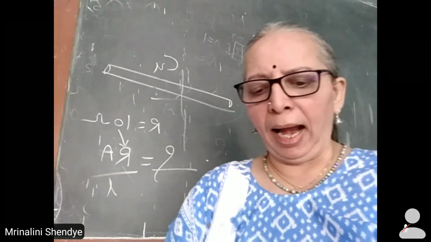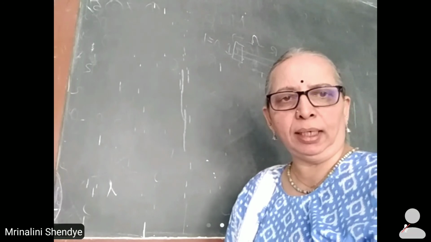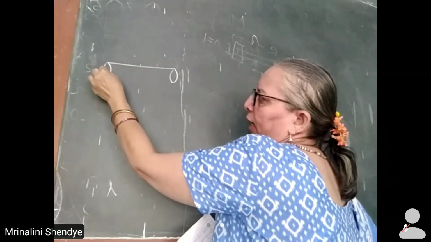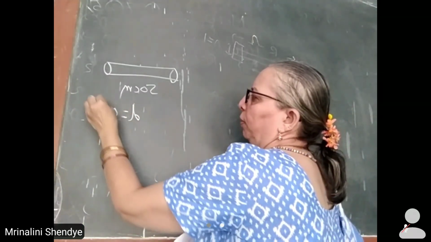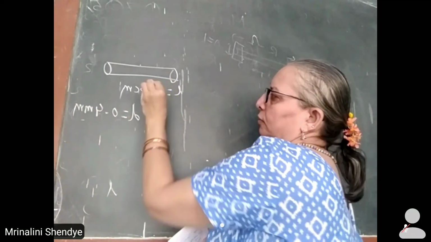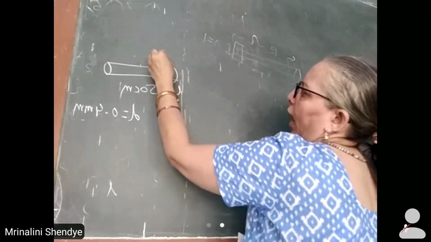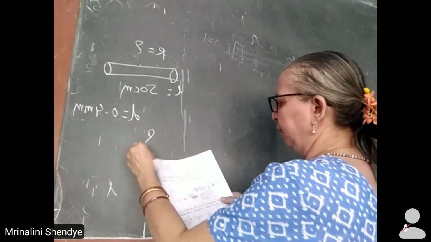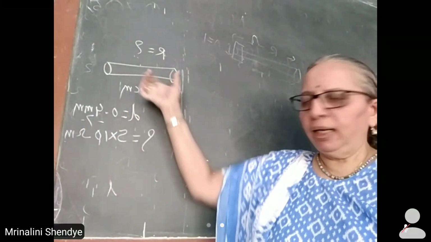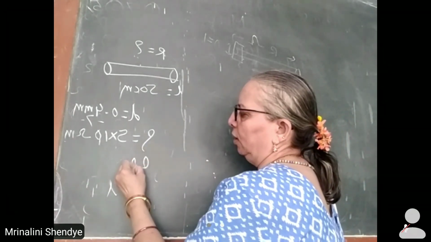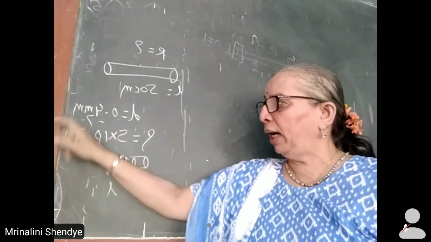A constantan wire has length 50 centimeter, diameter 0.4 millimeter. They have given the material as constantan. I have a piece of constantan wire. It has length 50 centimeter and has a diameter 0.4 millimeter. What will be its value of R, if its resistivity given is 5 into 10 raised to minus 7 ohm meter? Constantan resistivity means what? If I take a constantan wire piece of unit length and unit area of cross section, this piece gives you a resistance of 5 into 10 raised to minus 7 ohm.